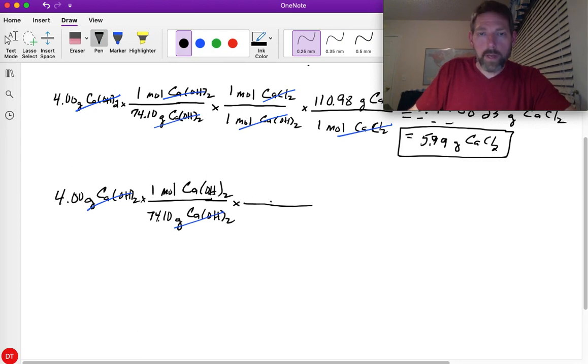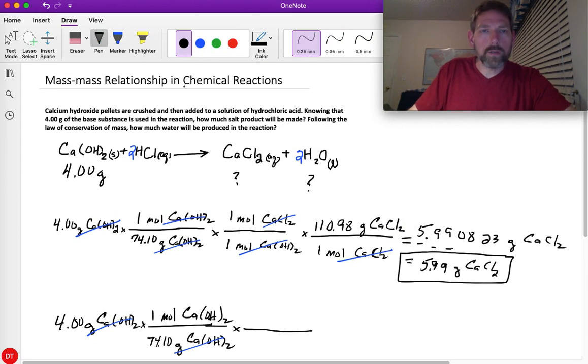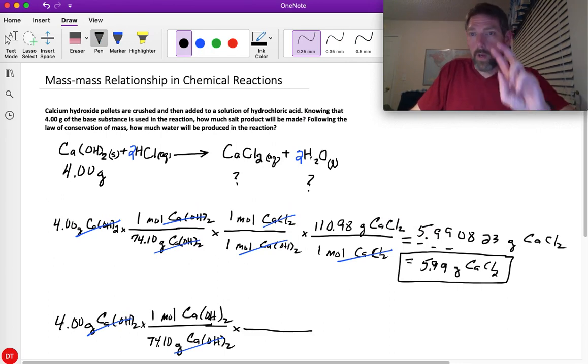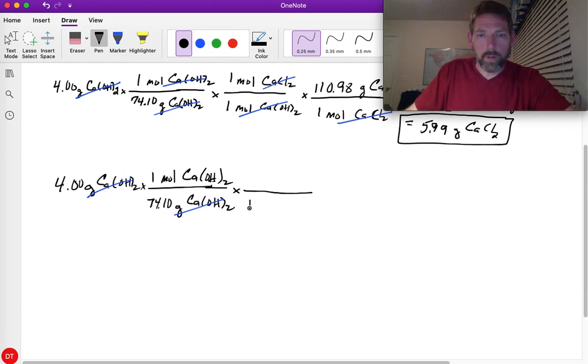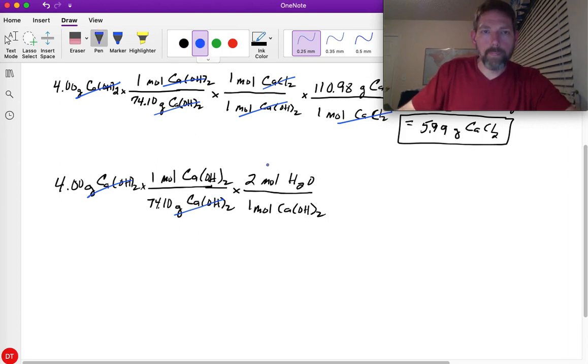Bring this down, and now we realize we've got 1 mole of calcium hydroxide for every 2 moles of water. That ratio we must show. So we'll bring this down. We know there's 1 mole of calcium hydroxide for every 2 moles of water. Cancel out those units. Got to cancel out those units. It's very important.